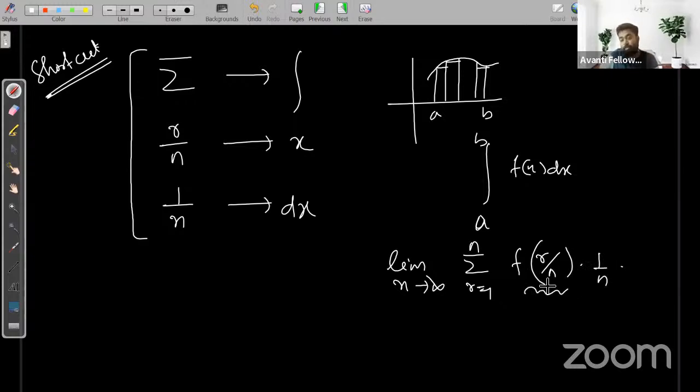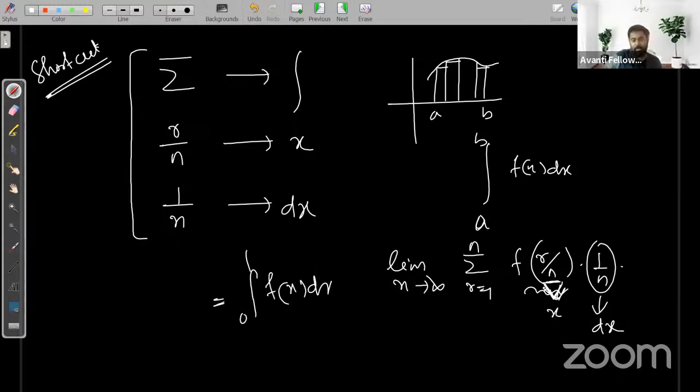Then we'll try to bring this r by n in x and take this 1 by n. The shortcut is take r by n as x and 1 by n as dx. Finally it will give you some integration 0 to 1 f of x dx, right? So when you have the limit of a sum, instead of summation we need to take the integration, and instead of r by n, we'll substitute x, and instead of 1 by n, we'll substitute dx.